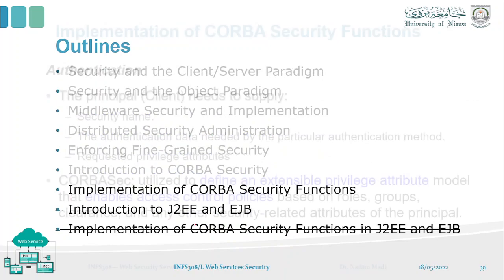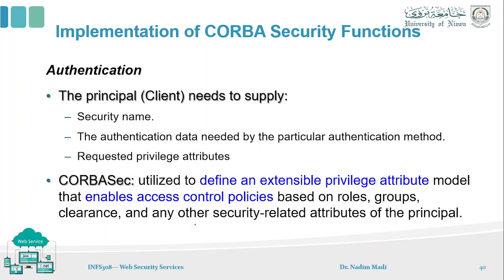Finally, we have the last point here, which is about how to implement CORBA security functions. And for that, I think again we have all the concepts here, we have been studying them before. It's just to re-emphasize them and how they are actually being implemented. So first of all, authentication. Authentication is implemented, of course, by capturing data such as security name, authorization data in terms of certificate, and also we need a request of privileges attributes. So this is actually what CORBA can collect from the client.